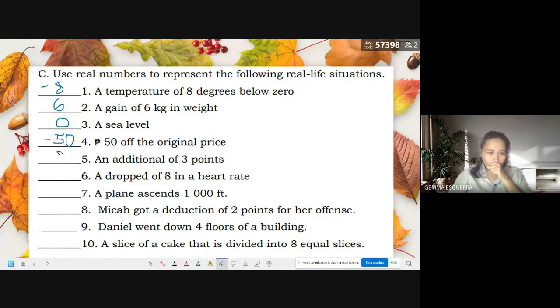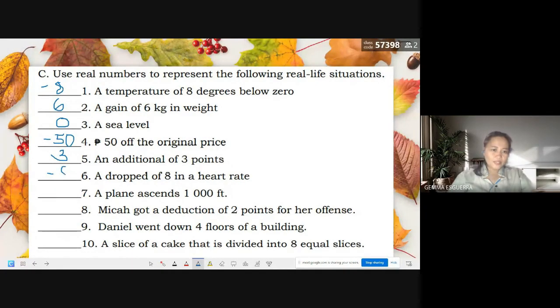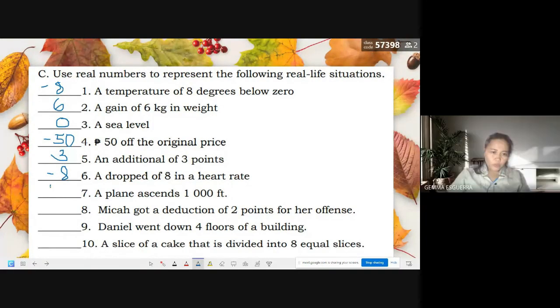Next, a drop of 8 in heart rate. Aaron, drop of 8 heart rate. Negative 8 po. Okay, that's negative 8. A plane ascends 1,000 feet. Jane. Positive 1,000 po. Okay, very good. That's positive 1,000 or just 1,000.